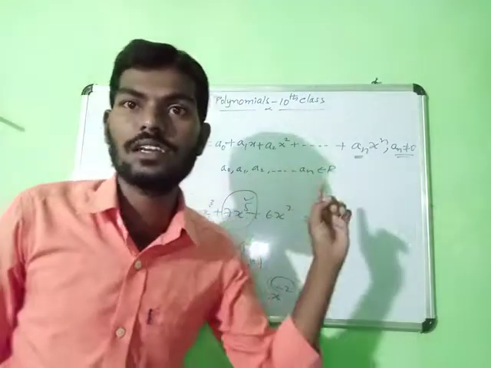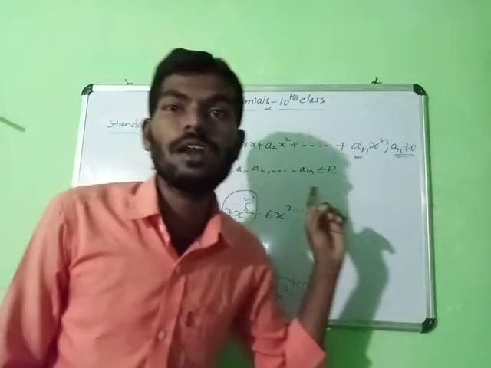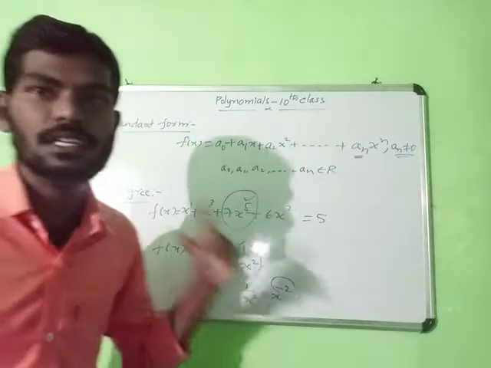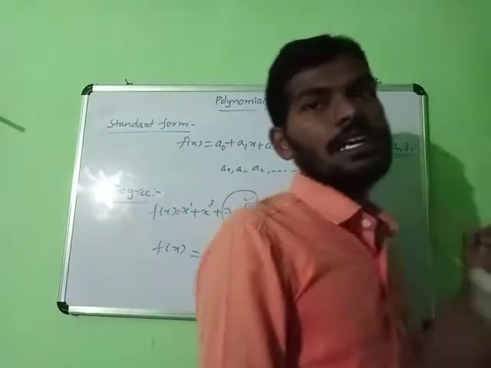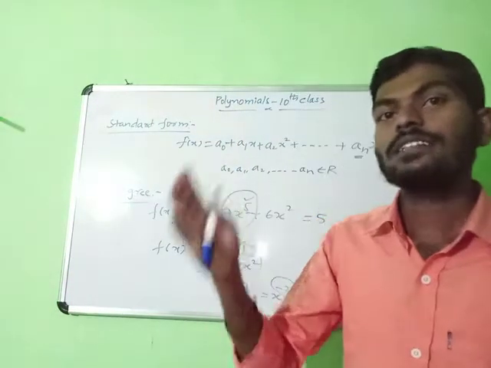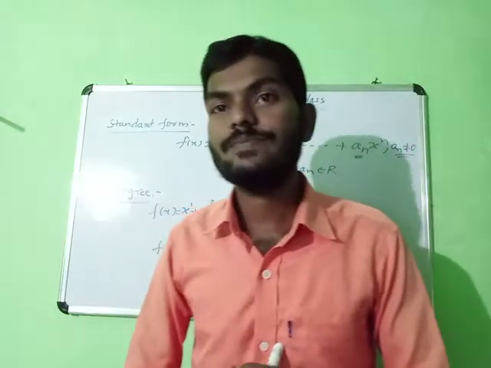This is an nth degree polynomial with variable x. Only one variable x is there. Now, do you know what the degree is? In the given polynomial, the term in which the degree is highest, that is the degree of the polynomial.